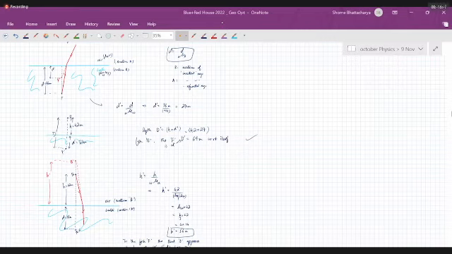Okay. And same with the second case also, only in the second case, the deviation is happening the other way, it's bending towards the normal. So it appears to be at a further distance rather than a closer distance.